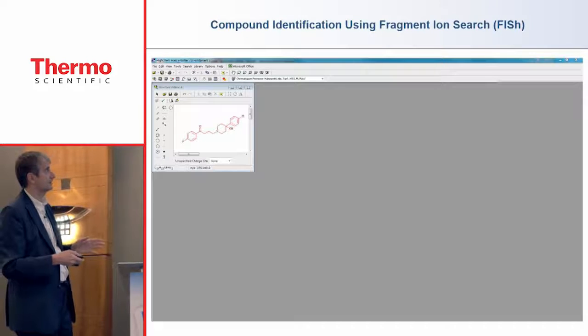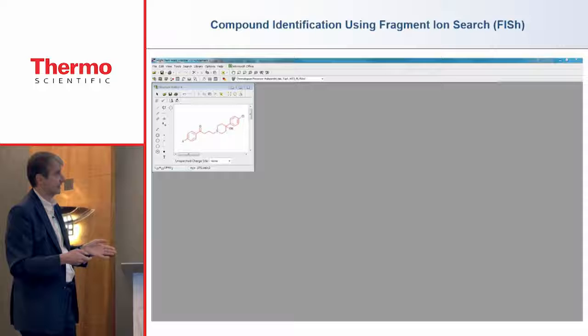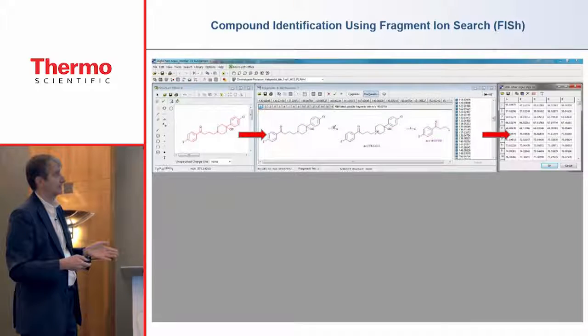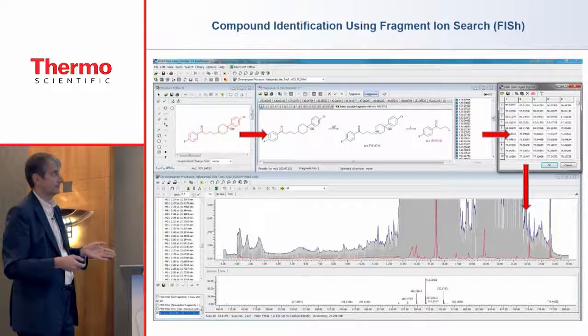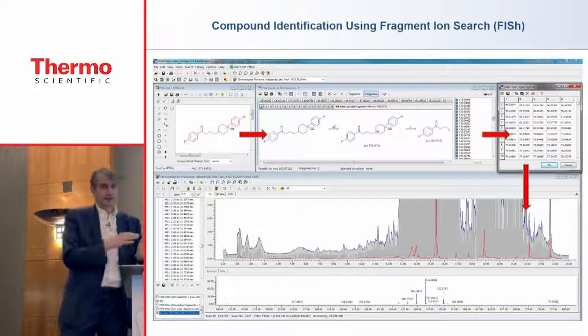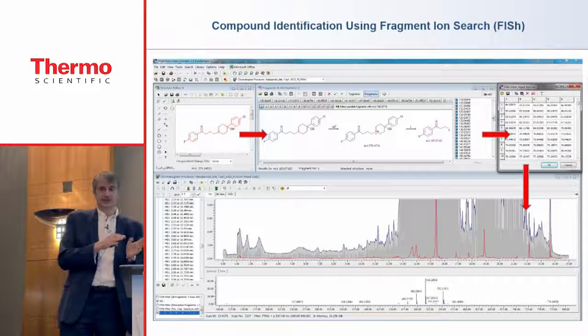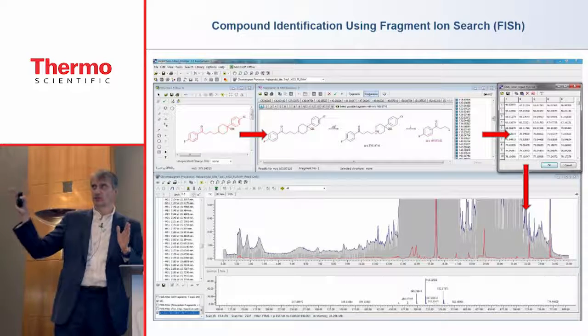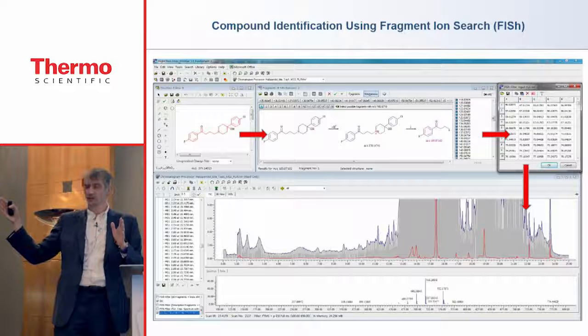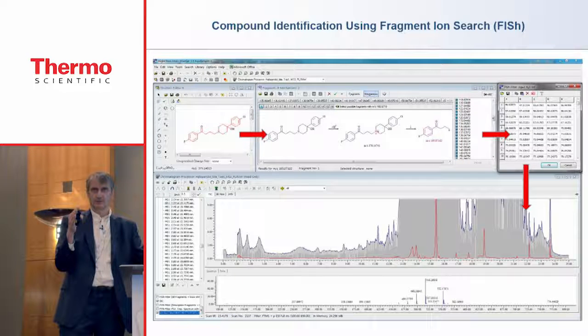How it works in the software, we just take the structure, we predict the fragments, we generate MZ values, and then we search them in a chromatogram. This is a metabolite ID experiment. You can do it for any type of experiments. You try to find a relation of a compound with a complex sample.